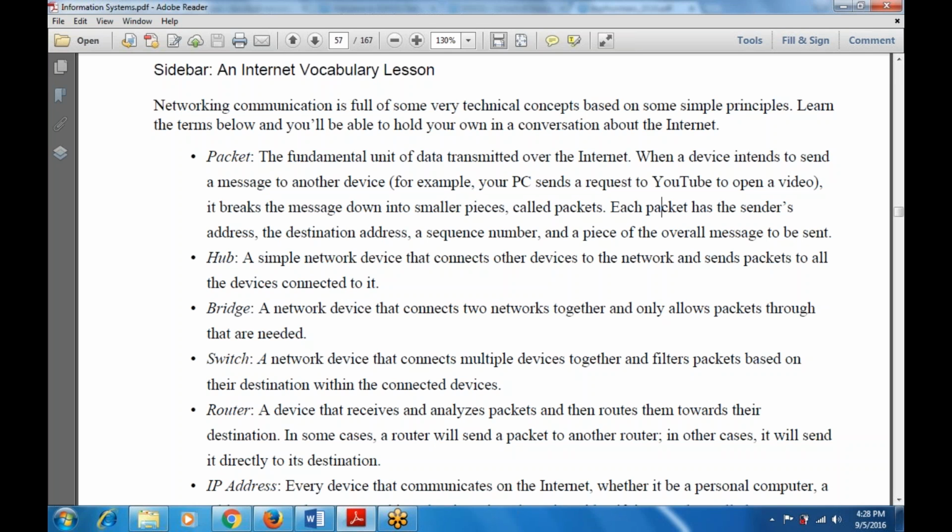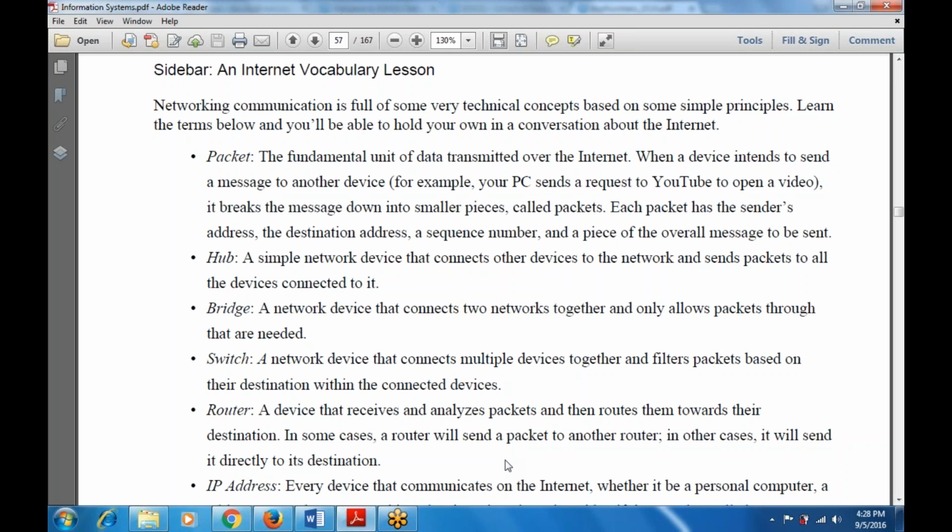So, a packet is how data is sent, divided into multiple parts. A hub connects other devices and helps send packets from one place to another. A bridge connects two networks together. One connects devices to a network, the other connects two networks. A switch connects multiple devices together and filters the packets based on their destination.